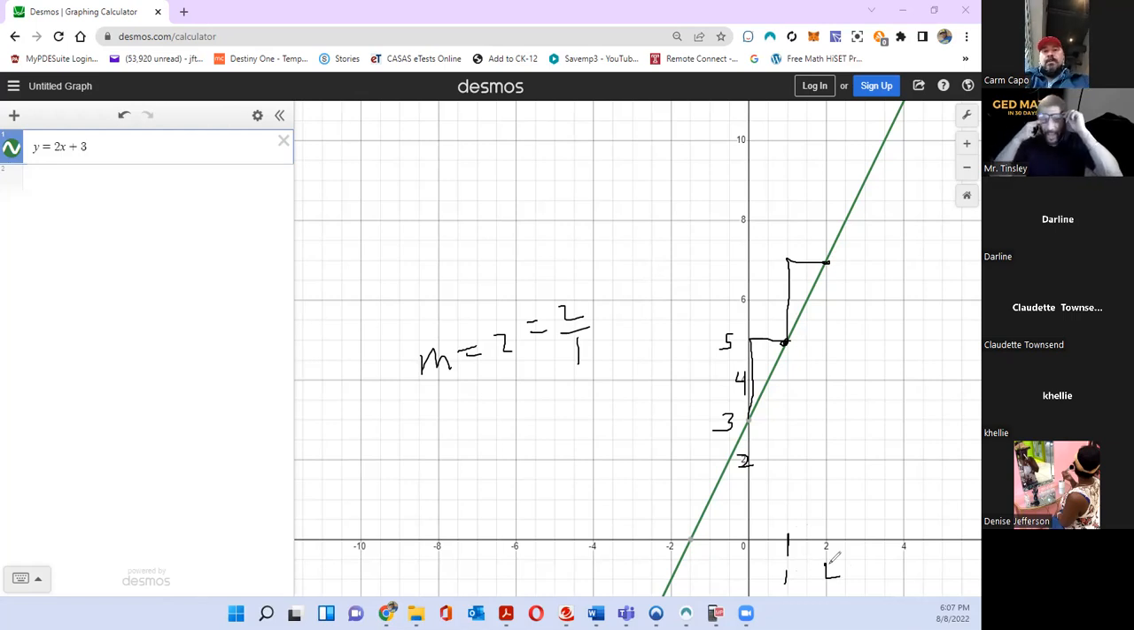I saw someone have a problem. They sent me a problem. Your scale is not always going to be the same. You've got to take that into account when you're finding your slope.